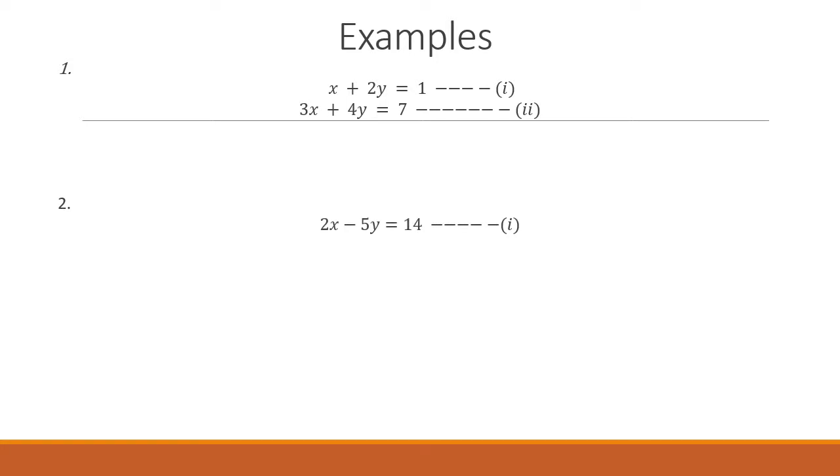So here are some of the examples that we shall be looking at. These examples are taken from the grade 8 textbook of Sudan. In example 1 we have x plus 2y is equal to 1, which we call equation 1, and 3x plus 4y is equal to 7, which we call equation 2. The second example has equation 1 as 2x minus 5y is equal to 14, and equation 2 as 4x plus 3y is equal to 2. So now you have two examples. Let us look at example 1.